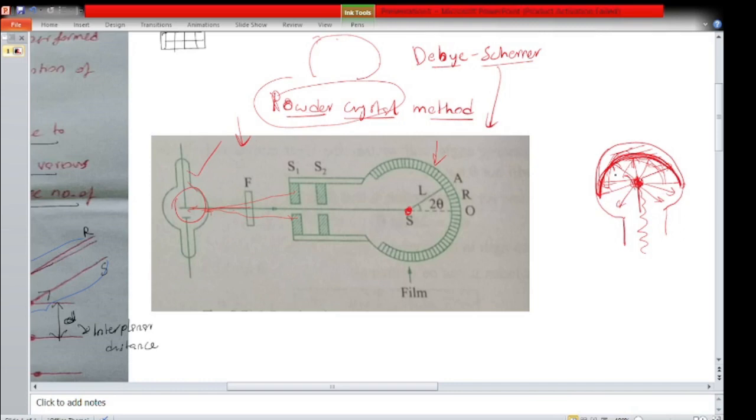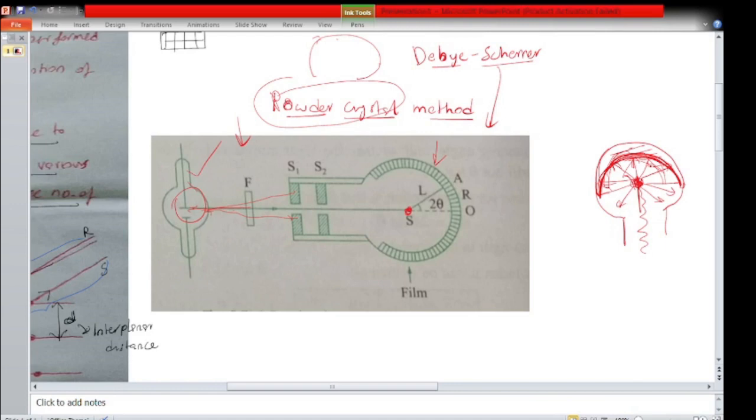So that is the method. The powder specimen of the crystal can be considered as a collection of randomly oriented tiny crystals. Because it is the same crystal in powdered form, we can consider it as a large number of very tiny crystals together. If you take any crystal and make it powder, it is the same crystal but in a very small size. Each of those tiny crystals will reflect the X-rays in different directions.